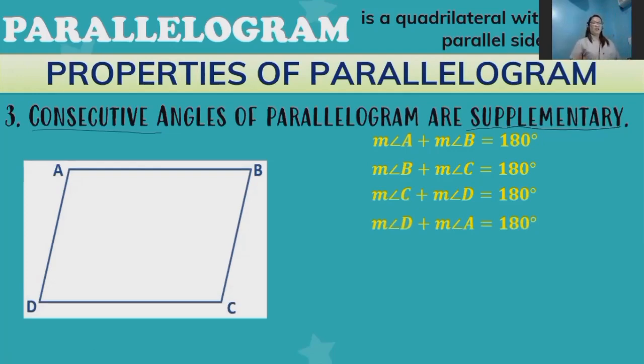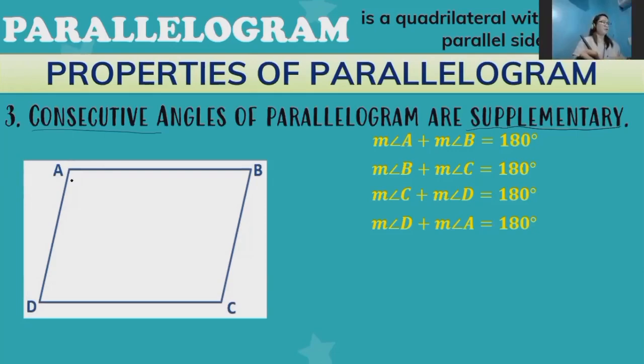Okay, my question is, if you know that the measurement of two consecutive angles in a parallelogram is 180, what do you think is the sum of all measures of all angles found in a parallelogram? Meaning to say, ano po ang total ng lahat ng angles sa parallelogram pag pinagsama-sama mo sila? Jillian? 360 degrees po. Okay, thank you.